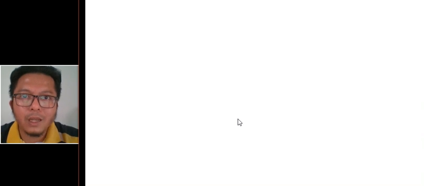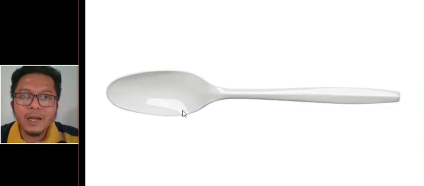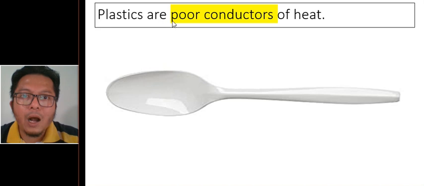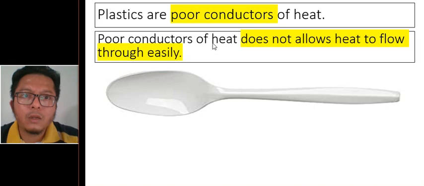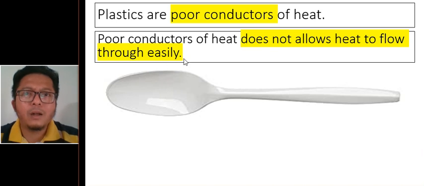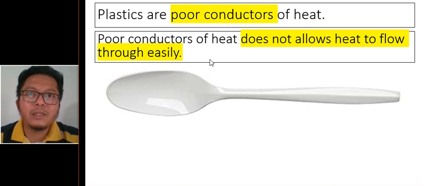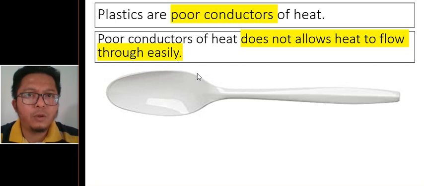Now look at the next example. This is a plastic spoon. Plastics are poor conductors of heat. What does it mean by poor conductor of heat? Poor conductors of heat do not allow heat to flow through easily. Different from metal, metal allows heat to flow very easily. It easily becomes hot. Now the plastic spoon is different.